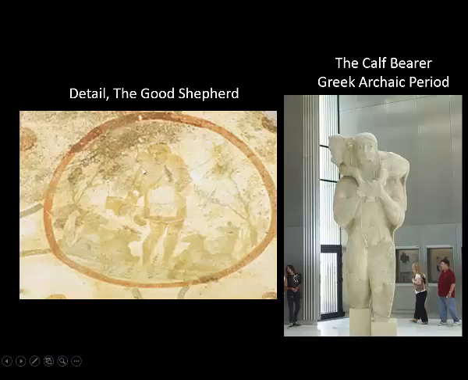Here's a clearer view, and you can see that it's actually based off of religious images that come from polytheistic religions. This is a Greek image, calf bearer, in the archaic period, where we see a man with an animal over his shoulders. This is a religious image believed to be a man bringing an offering to the goddess Athena. So this religious image is simply recontextualized. The image is replicated, but now it's being communicated in a Christian context.